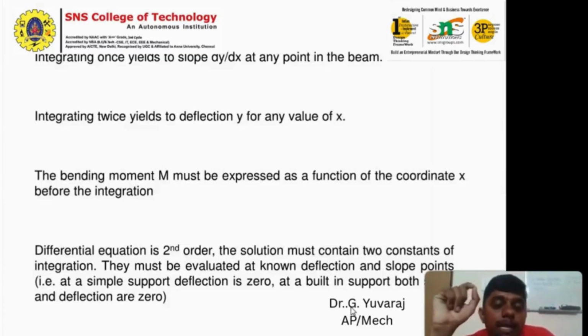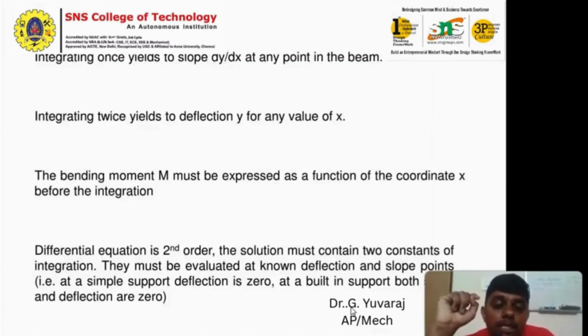This bending moment M must be expressed as a function of the coordinate x before the integration. That is, if we are trying to integrate this equation, the integration range has to be specified, so we can specify the point where the deflection occurs because of the load. That is why the bending moment M must be expressed as a function of the coordinate x before the integration, and why we use the equation dy divided by dx.